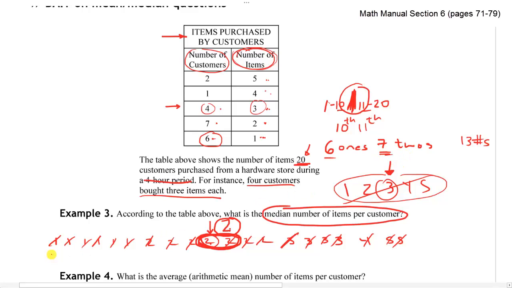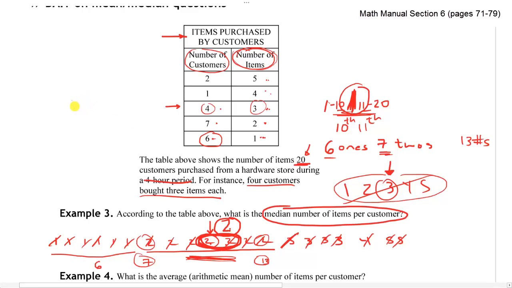Again, you can see that down here. You've got your 6 1s, and then you've got your 7 2s, and this takes us up to the 13th number. So somewhere between the 7th and the 13th number, our first 2 and our last 2, the median is going to fall somewhere in there between the 10th and 11th number, which means we know the median is 2.